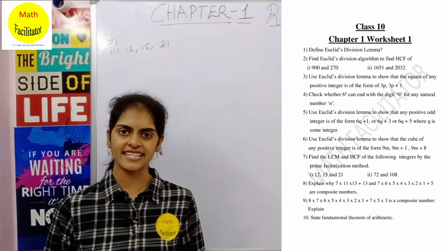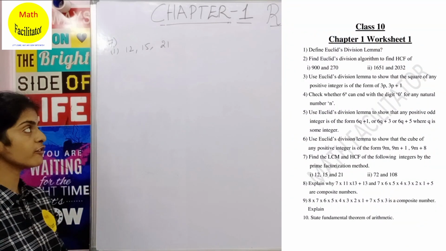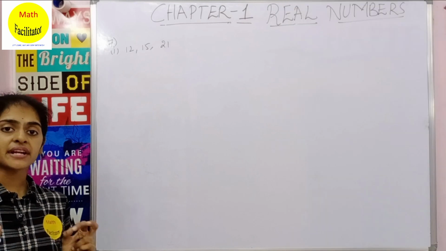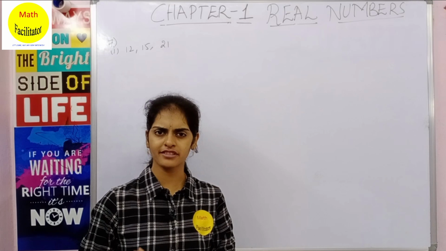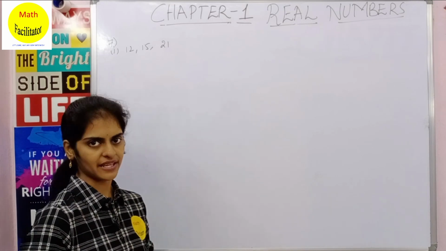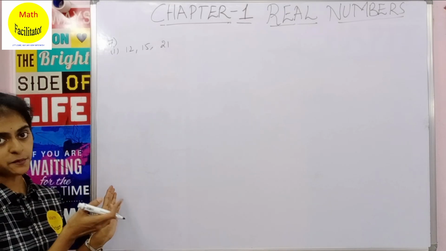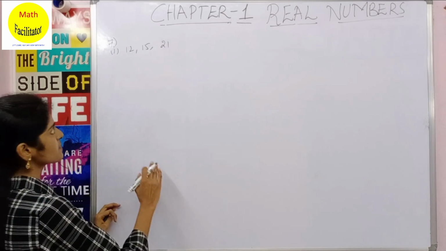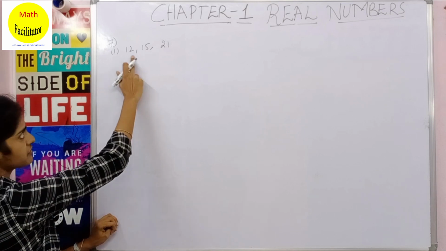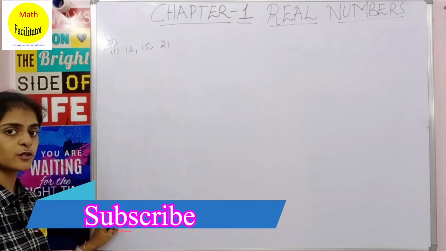Now the next question is, you have to find the LCM and HCF of these numbers by prime factorization method. In the starting of this session we found the HCF of numbers using Euclid's division method. But here you will find it using the prime factorization method. This you have already done in your previous classes also. So what is the prime factorization method? Firstly, you will convert these numbers into prime factors.